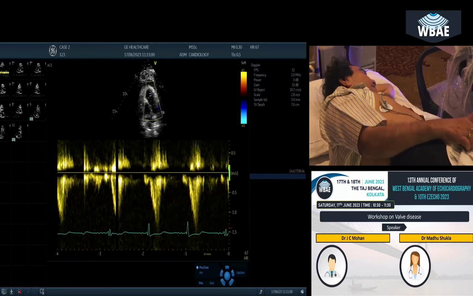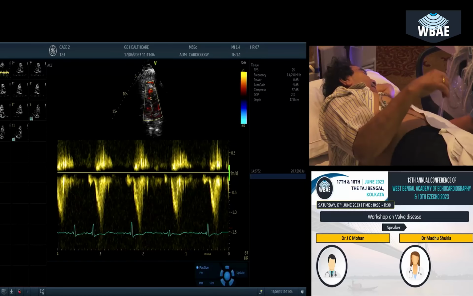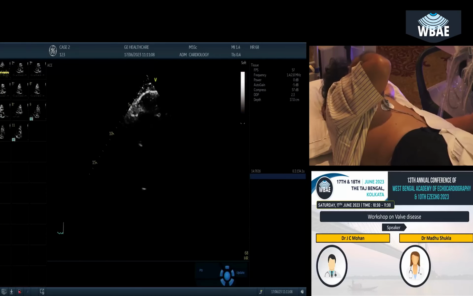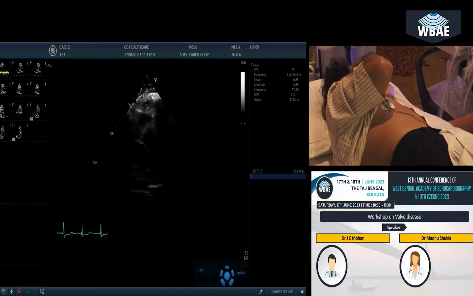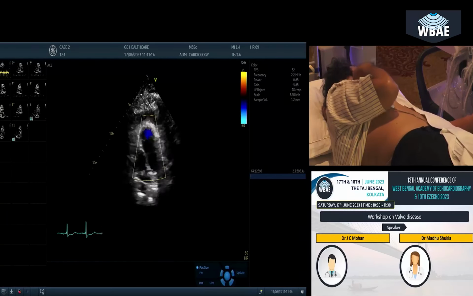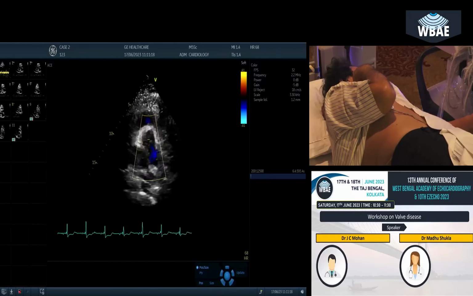Move the cursor a little bit, maybe beyond the pulmonary valve. Yeah, this is all right. This is all right, Dr. Madhu. I think we will save some time, otherwise we'll be here the whole day. Okay, okay. So let's measure. Have we recorded that? No, no. You want to do it again?